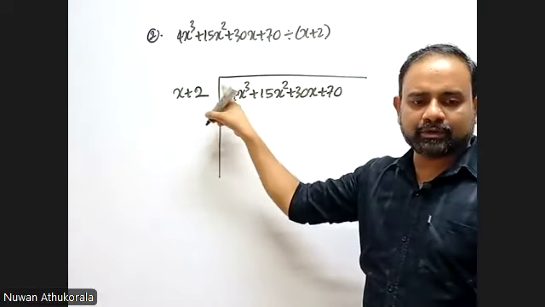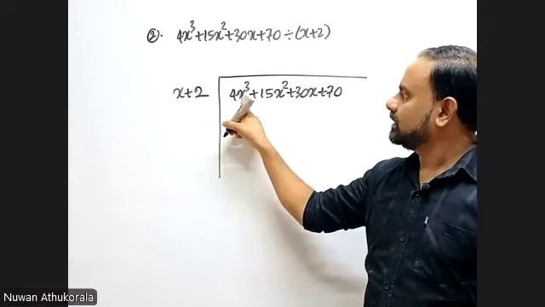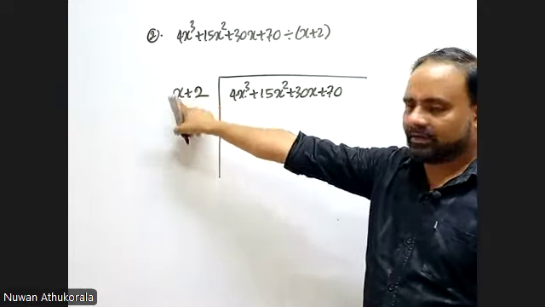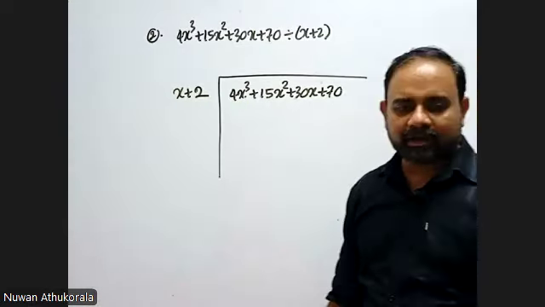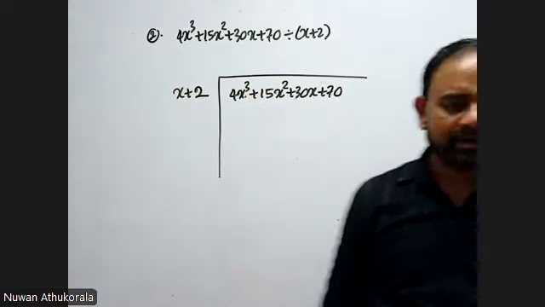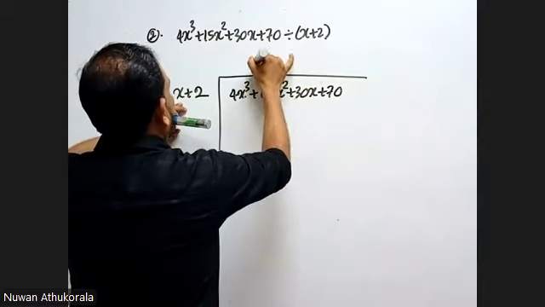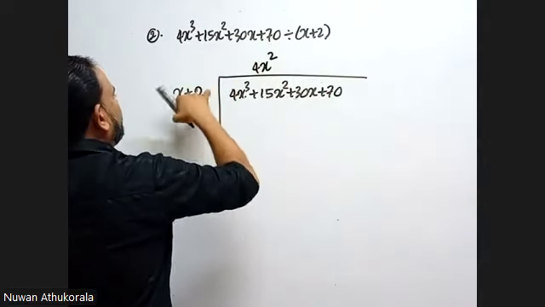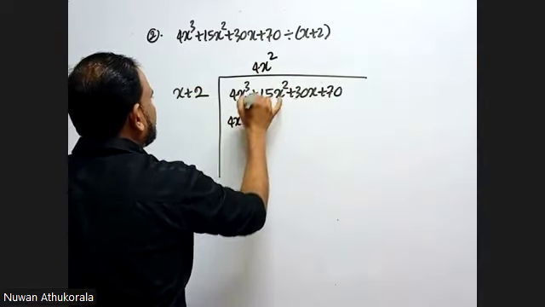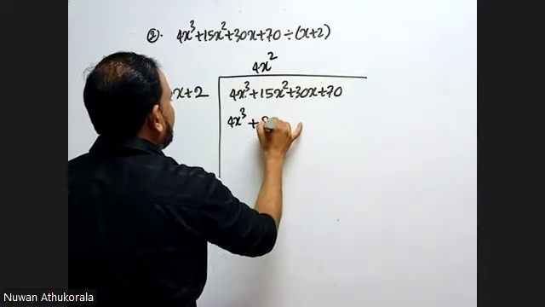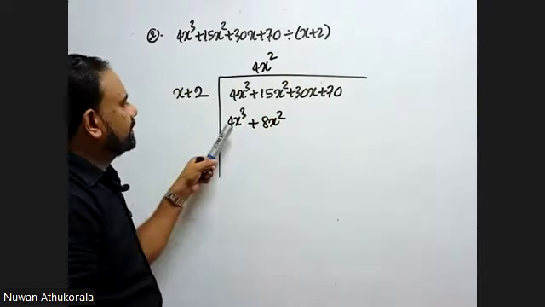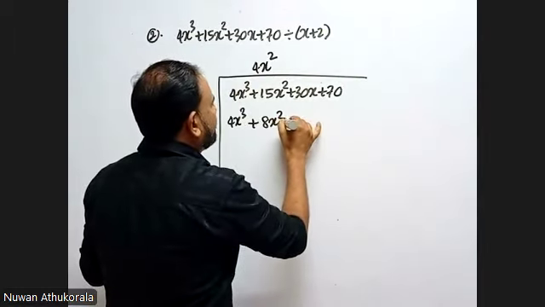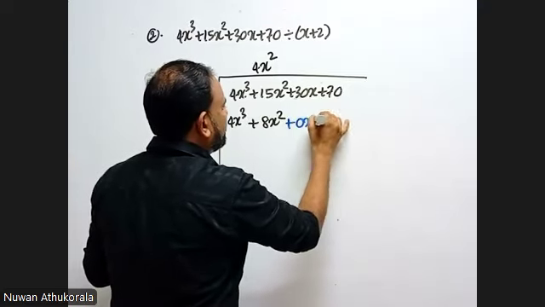How to convert x into 4x cube? Leading term of dividend is 4x cube, leading term of divisor is x, right? So we have to convert x into 4x cube, then x should be multiplied by 4x squared. 4x squared into x becomes 4x cube, 4x squared into 2 becomes 8x squared. There is no x term and constant term. We can assume x term is 0x, constant term is 0.